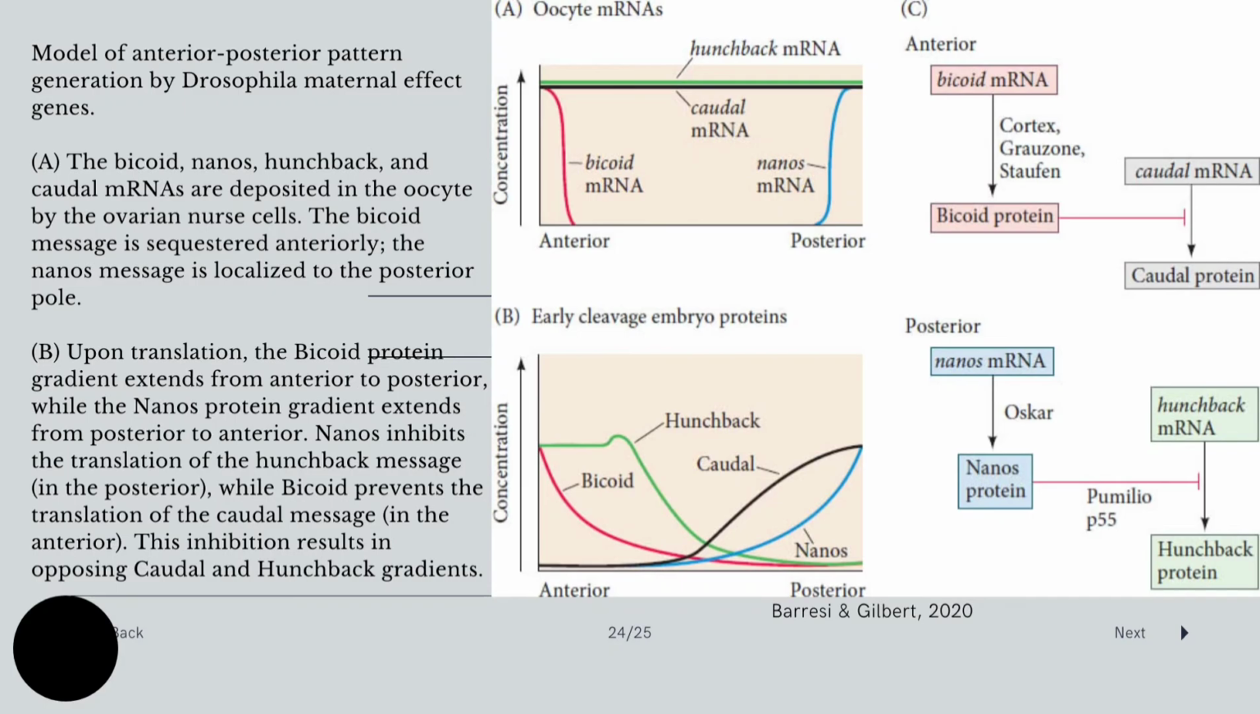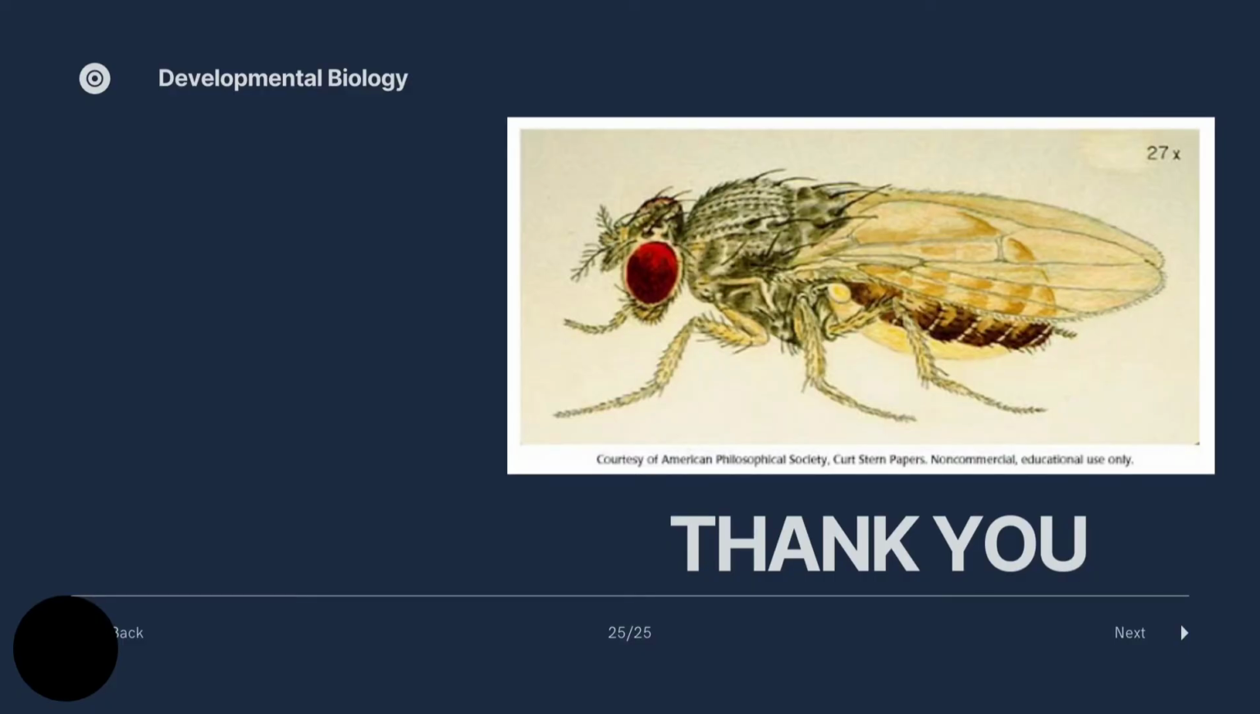But after cleavage, that is after fertilization, the bicoid protein gradient extends from anterior to posterior, whereas the nanos protein gradient extends from posterior to anterior. The nanos here inhibits the translation of the hunchback message in the posterior region, whereas the bicoid protein prevents the translation of the caudal message in the anterior region. And this is how the anterior-posterior patterning occurs in Drosophila.